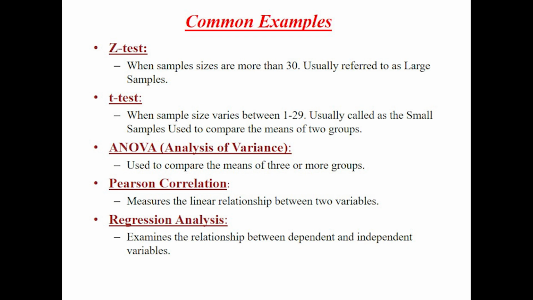The T-test we call a small sample test, where the sample size varies anywhere between 1 to 29. When we compare more than 2 sample means, we use ANOVA, or analysis of variance. There could also be Pearson correlation and regression related analysis. These are some examples of parametric tests.